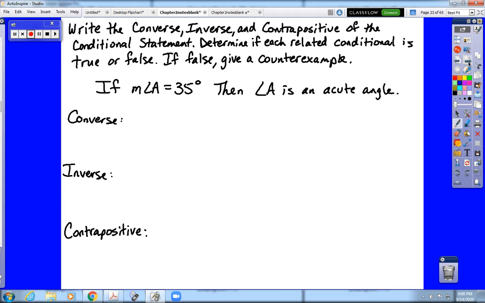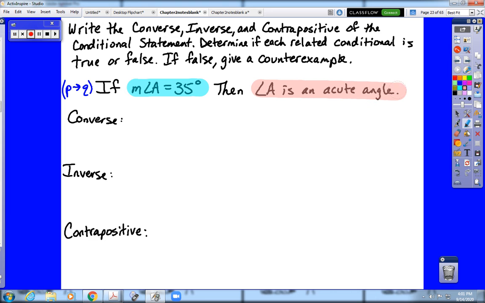So again, this is our initial statement. Our first statement here is our statement P implies Q. That's our parent conditional, which means that our hypothesis is the measure of angle A is 35 degrees, and our conclusion is angle A is an acute angle. It is worth noting that this particular conditional statement is a true statement.